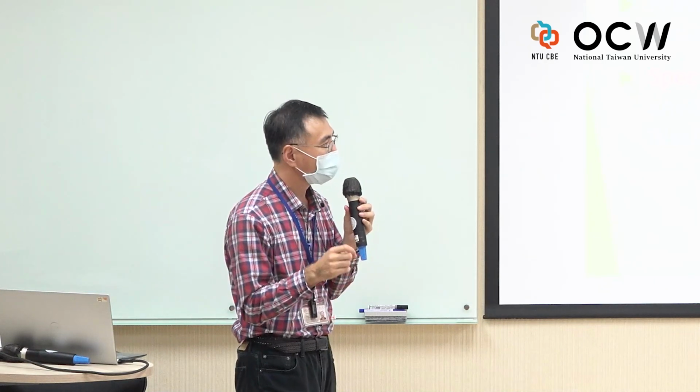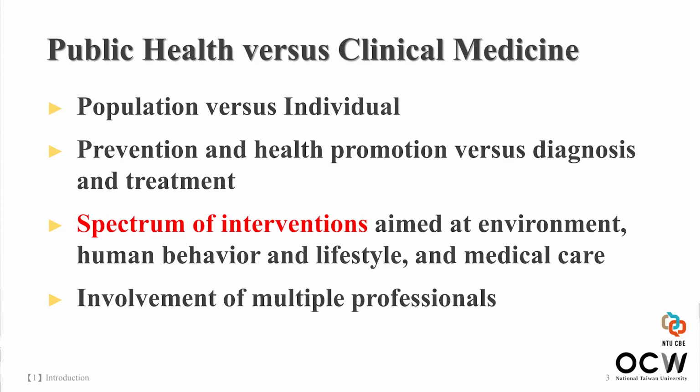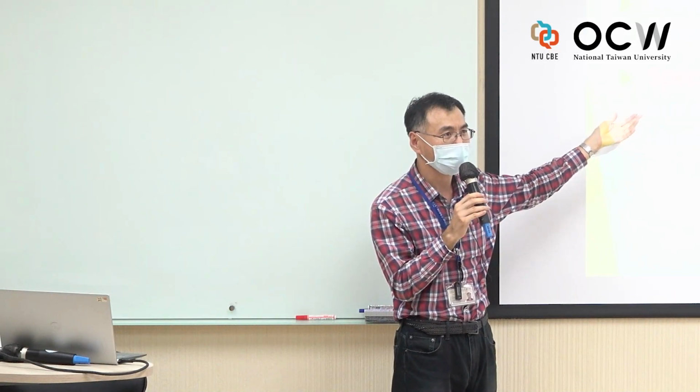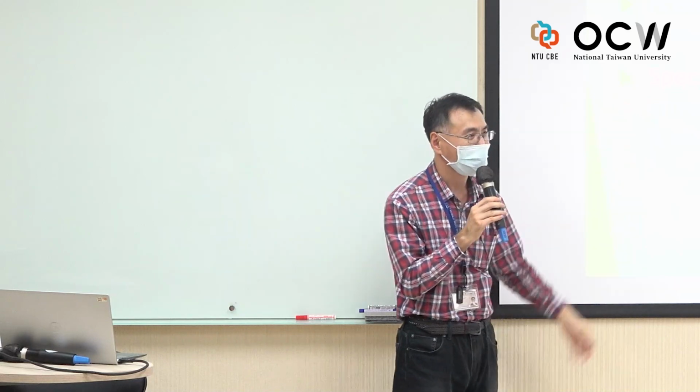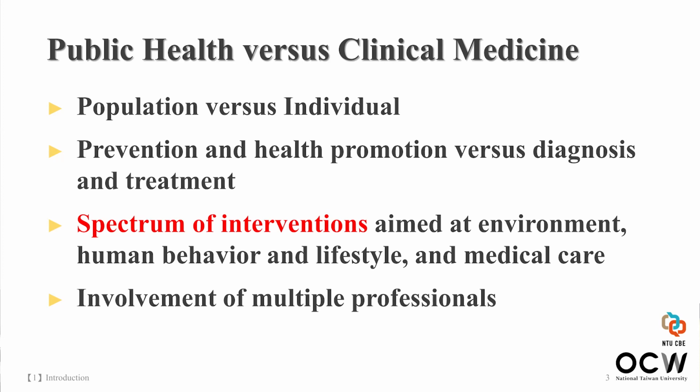For clinical medicine, the intervention will be for specific individuals only, right? But for public health, the intervention could be as big as the environment. For example, for the issue of global warming, the challenge will be totally different. The intervention could be at the environment level or the planetary level, right? Or human behavior, which is not so close or so individual level. It could be at the population level too. And lifestyle issues, that's more individual. And medical care is at the individual level.